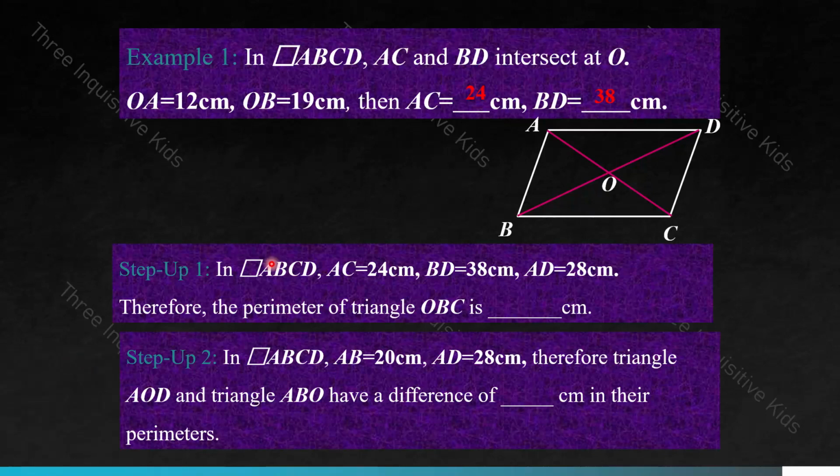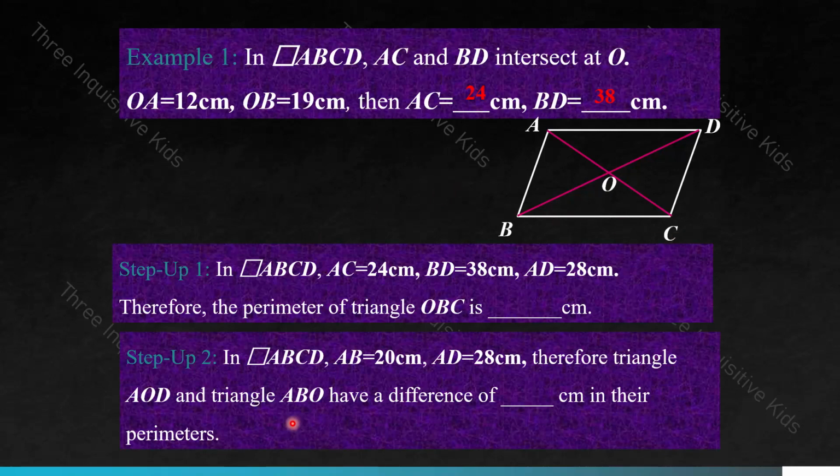Variation 1. Parallelogram ABCD, AC is equal to 24 centimeters and BD is equal to 38 centimeters and AD is equal to 28 centimeters. Therefore, what is the perimeter of triangle OBC?